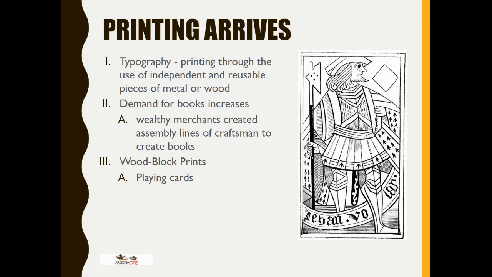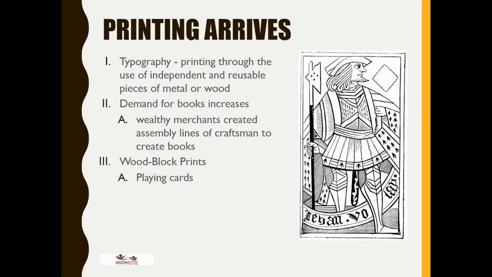And here's a really cool example of a woodblock print playing card. So this was kind of the first artistic piece that was made with a woodblock print, was playing cards. And here's a fun fact. The suits of the playing cards, so diamonds, clubs, spades, and hearts, they actually represent different classes in medieval society.